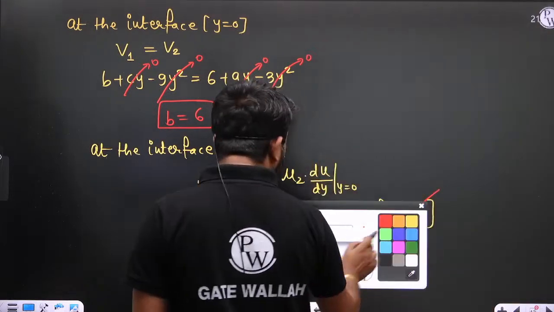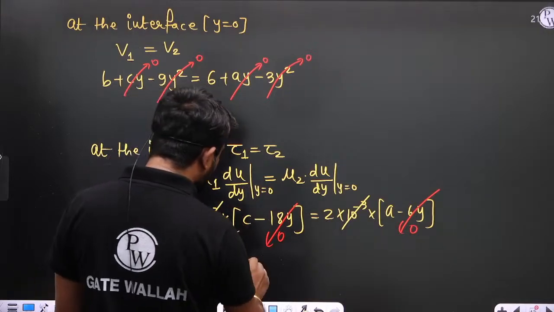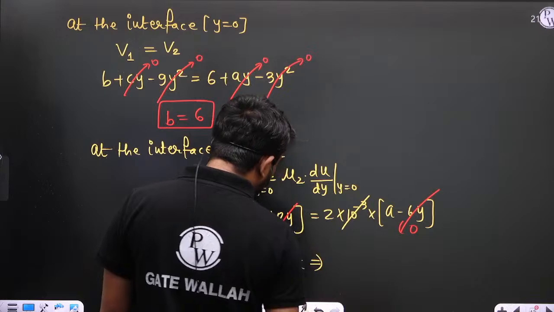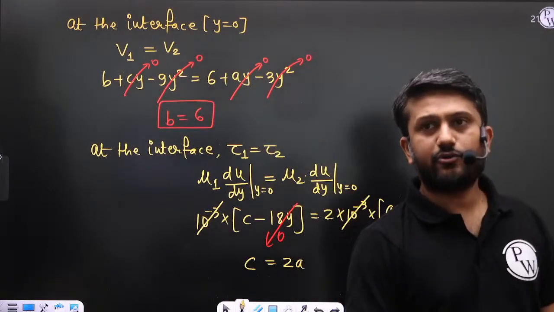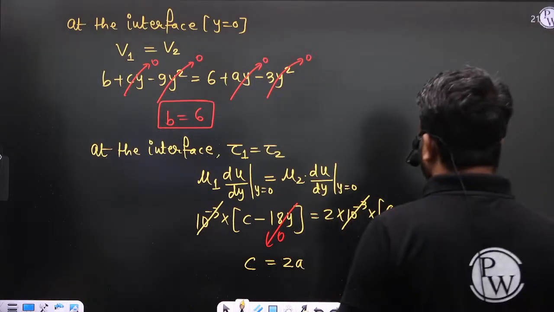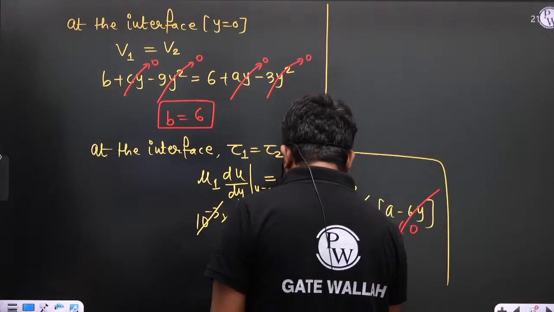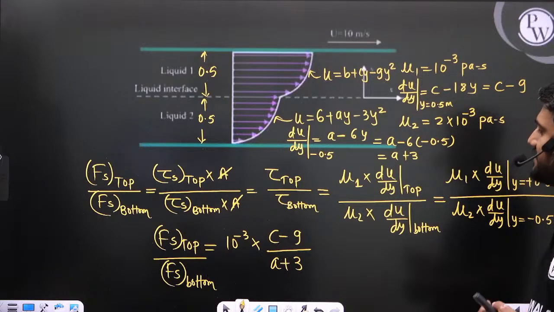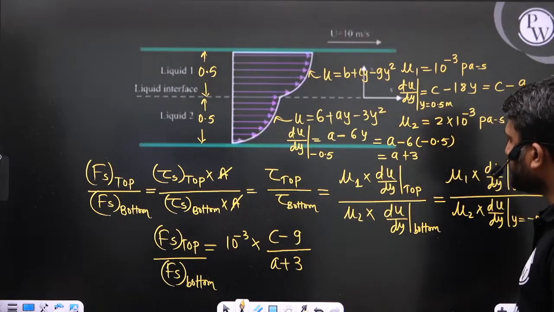So ultimately, 10 to the power minus 3 also cancels out, so c is equal to 2a. Fine. C is equal to 2a. But we need separate values of C and A.